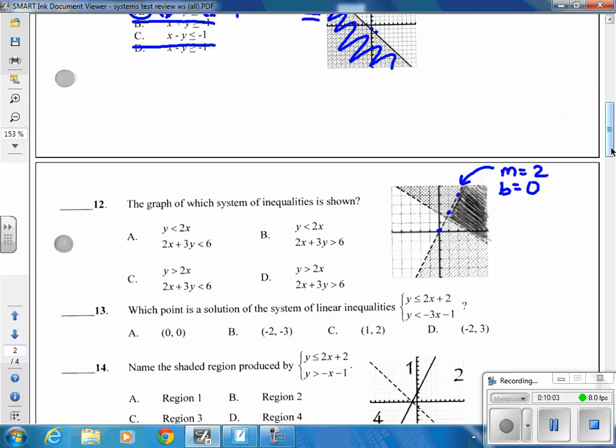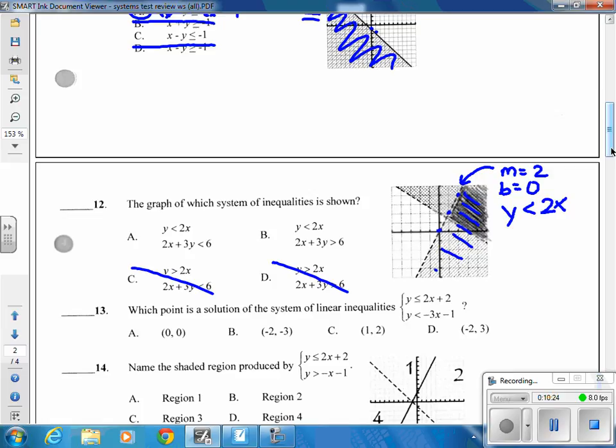And if you notice that the line is dashed and it's shaded below the line, then that's going to give you y is less than 2x. And if you look at your answer choices, there's only 2 possible answer choices that have y is less than 2x in them. So you can throw out letter C and you can throw out letter D because they're definitely not going to be it.